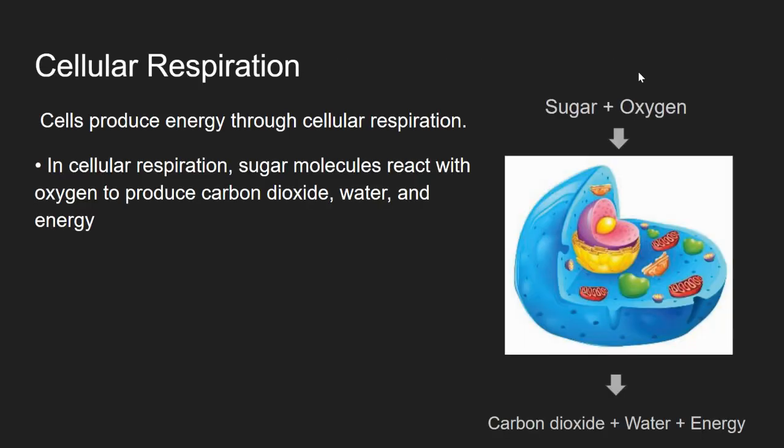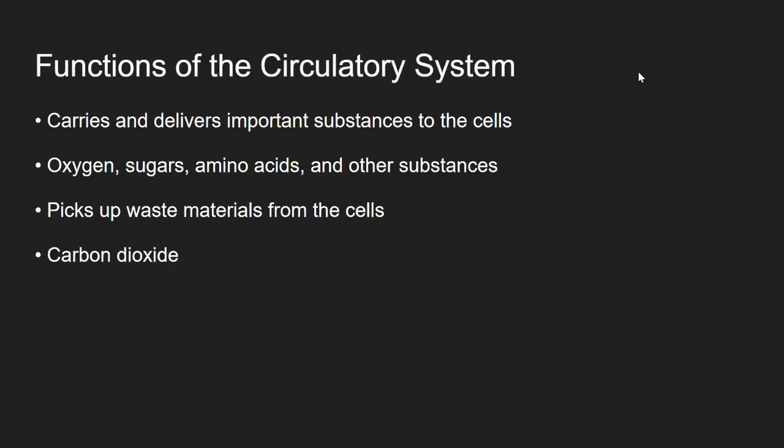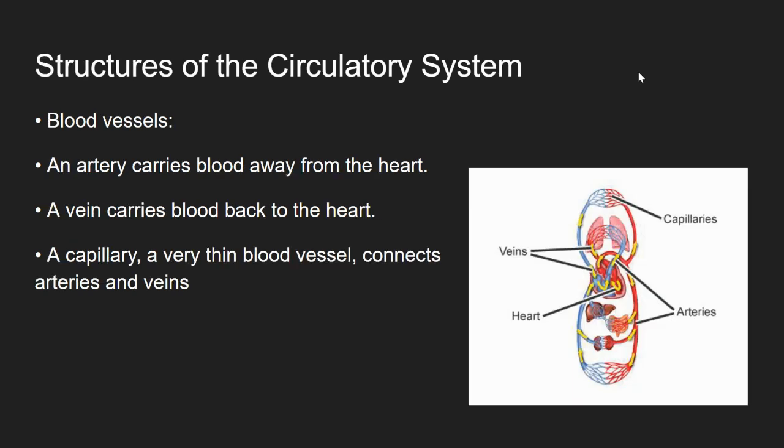Cells produce energy through cellular respiration. In cellular respiration, sugar molecules react with oxygen to produce carbon dioxide, water, and energy. Now, your circulatory system is going to carry and deliver important substances to your cells, things like oxygen, sugars, amino acids, and other substances, and will also pick up waste materials from your cells, including things like carbon dioxide.